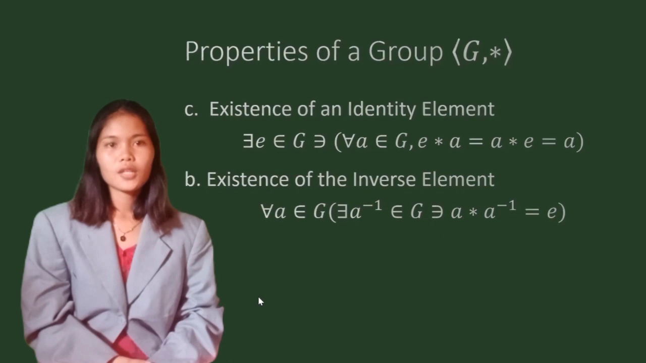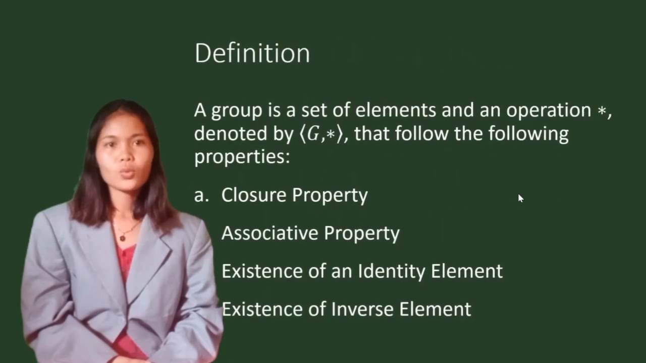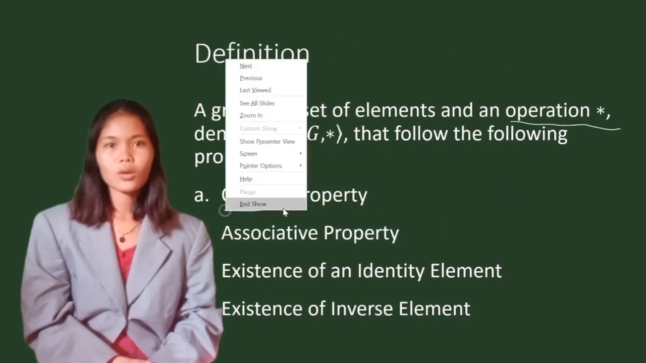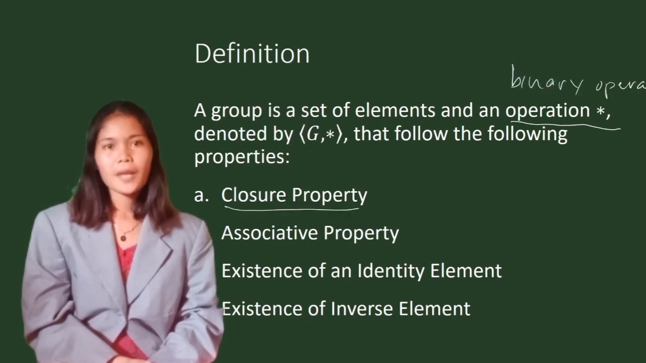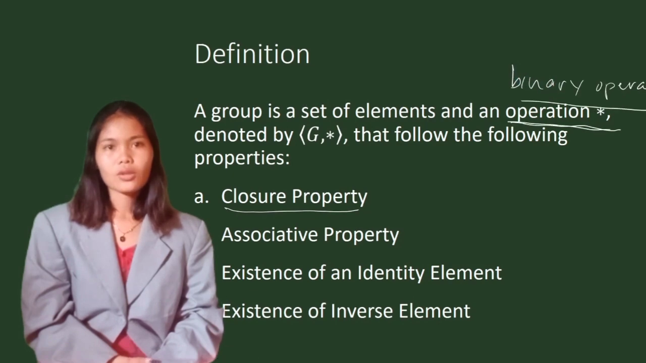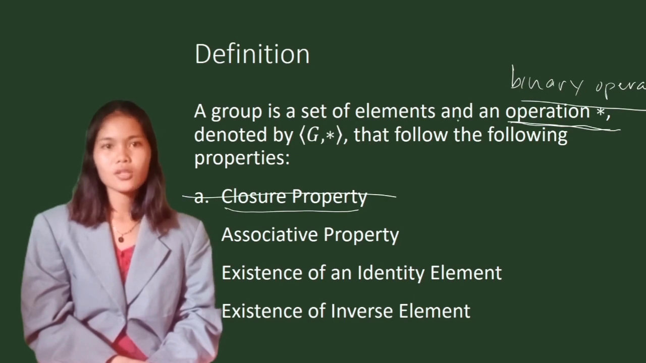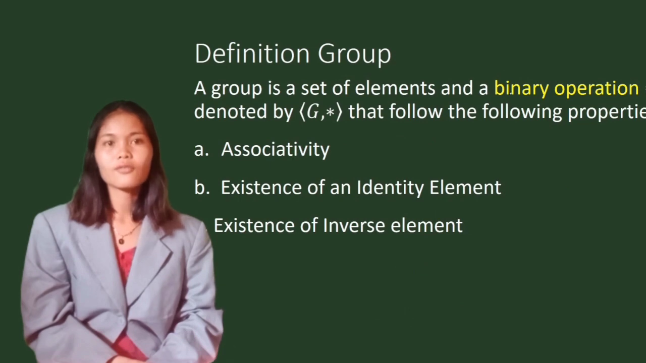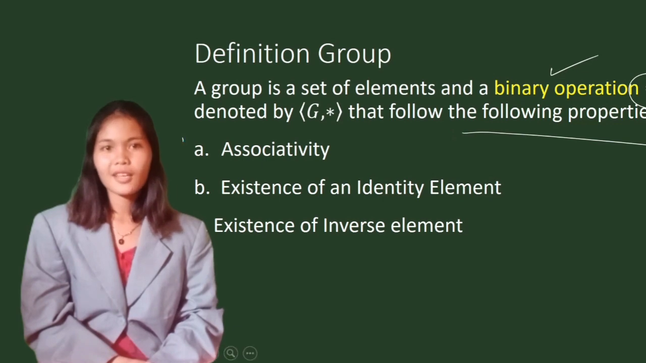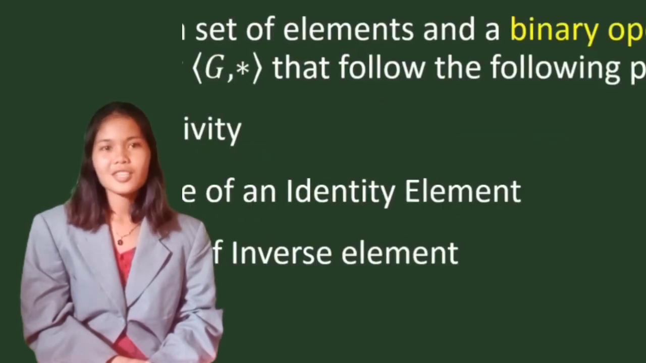Let us go back to the definition of group. An operation which is also closed, or which follows the closure property, is what we call a binary operation. We can replace this by the words binary operation. We can just delete this property because by definition, a binary operation is an operation that follows the closure property. So in other books, they define a group in this way: it is a set of elements and a binary operation star that follow the following properties: associativity, existence of an identity element, and existence of inverse element.